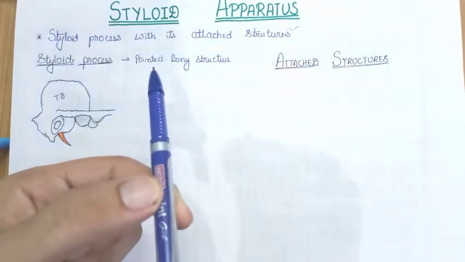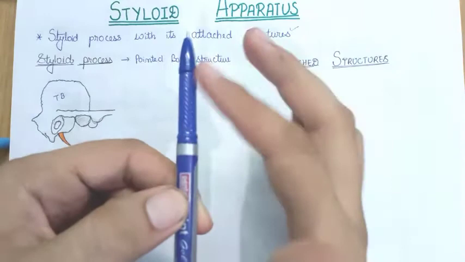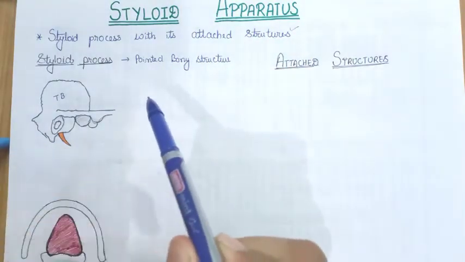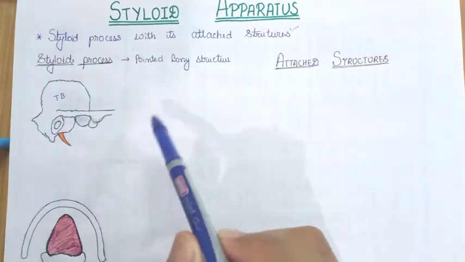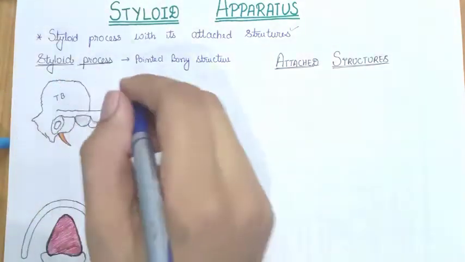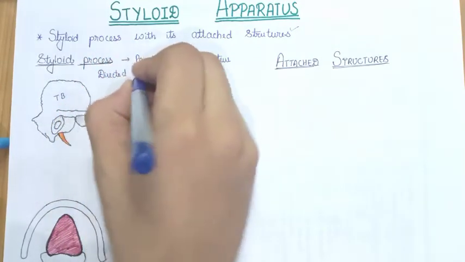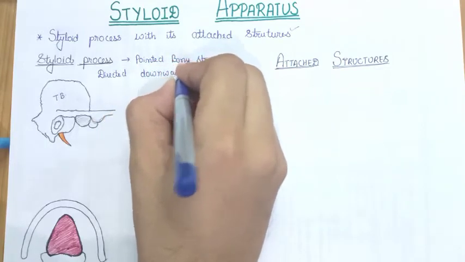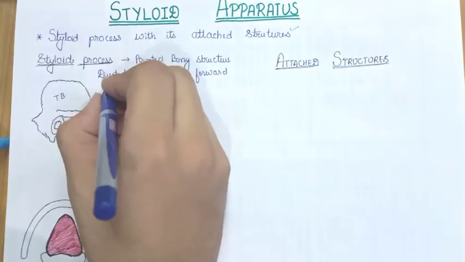Just write it once with your pen. I hope you are writing the notes. So this is the styloid process, which is pointing forward, downward and medially. This is how exactly the styloid process is present in your body. It is a pointed bony structure directed downward, forward and medially.